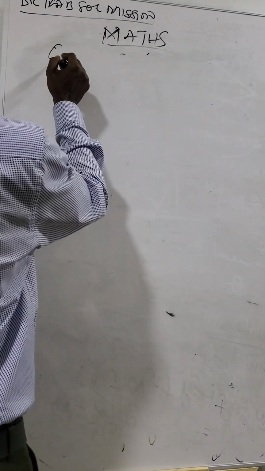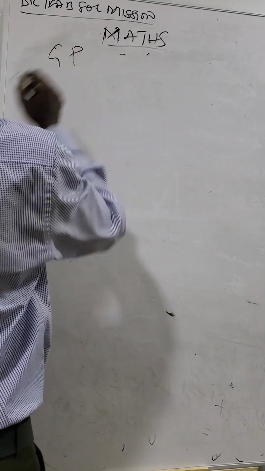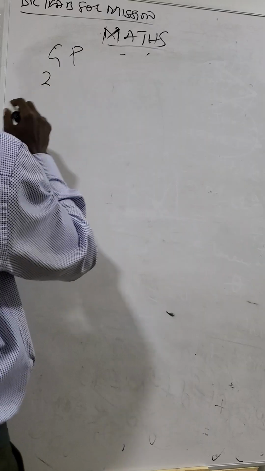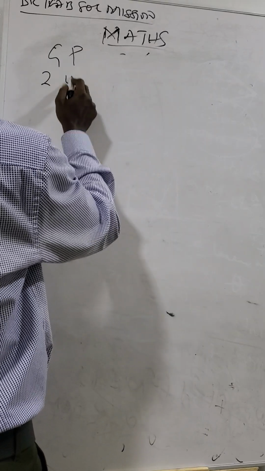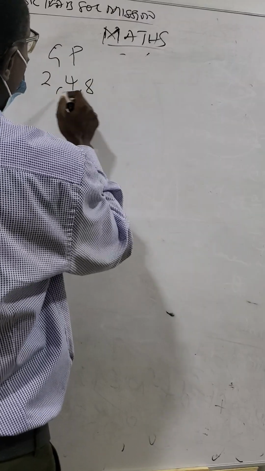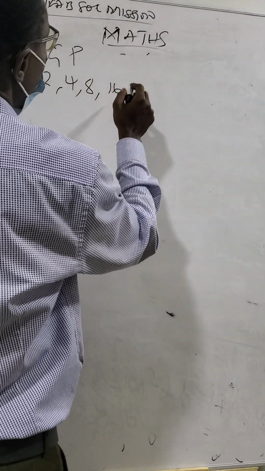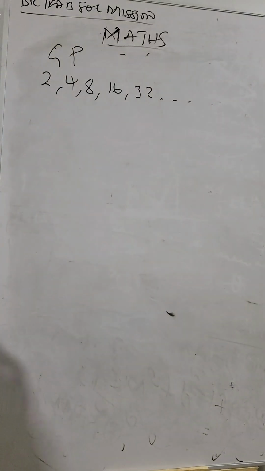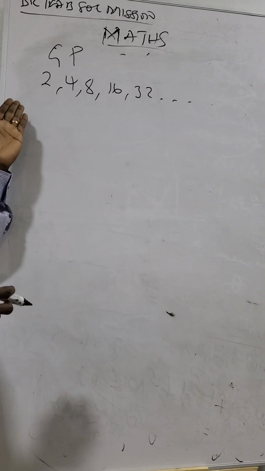Now let's look at the geometric progression. Now I have this number 2. I multiply by 2, I get 4, 4 by 2, I get 8, 8 by 2, that's 16, 32, and so on and so forth. Now, if you look at these numbers, there's a pattern that you can recognize.